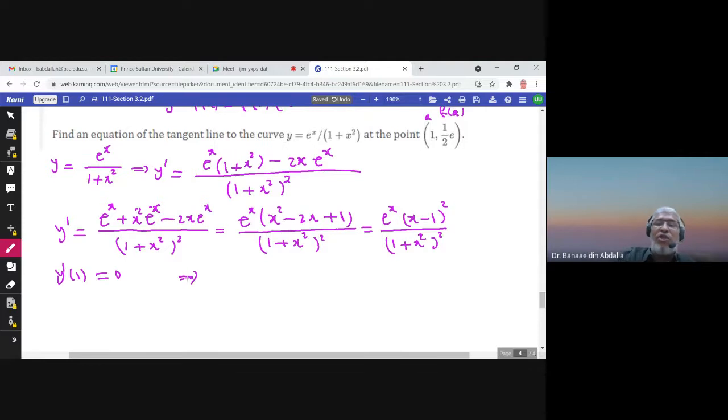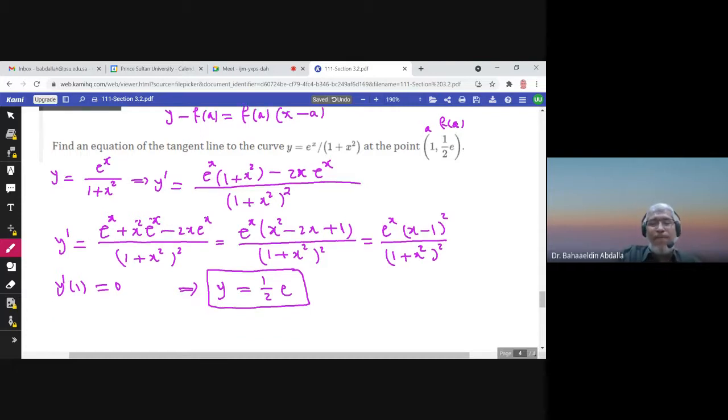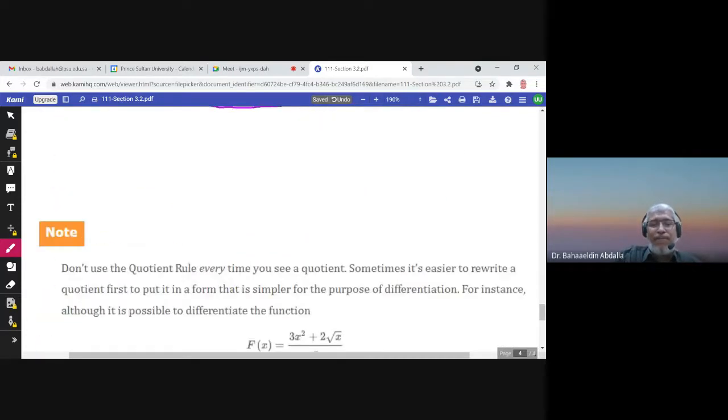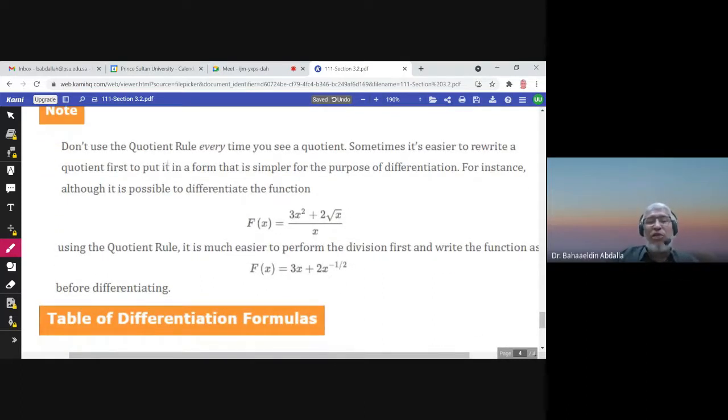So the equation of the tangent line would be y equals f of a, which is half e. And this is just a horizontal line. Pay attention to this note. Do not use the quotient rule every time you see a quotient. Sometimes it's easier to rewrite a quotient first to put it in a form that's simpler for differentiation.